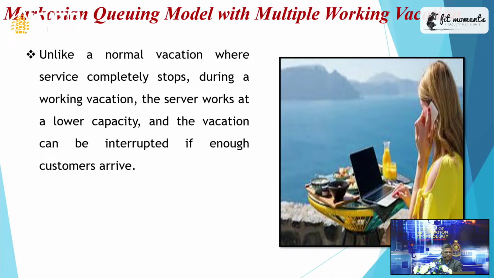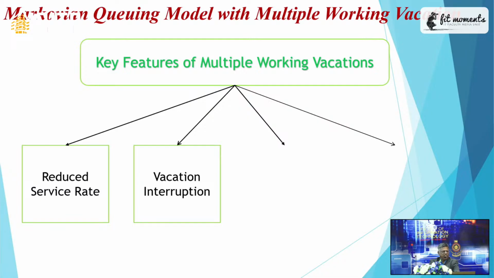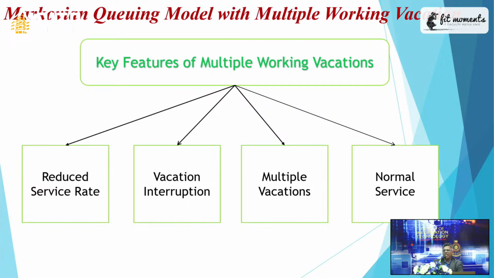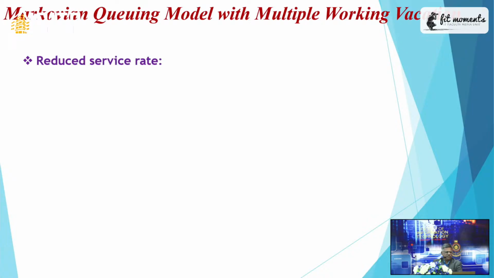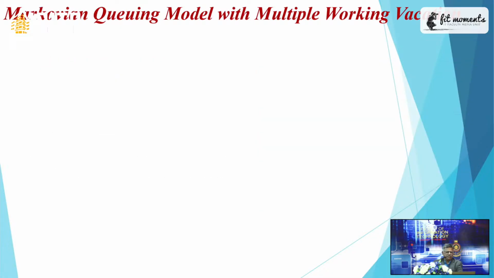This is a normal vacation, but service completing. The features of multiple working vacation: reduced service rate, vacation interruption, multiple vacation, normal service. These are the key features of the multiple working vacation. What is reduced rate? The server provides service during a working vacation, but at a slower rate than during the normal busy period. This is called reduced service rate.